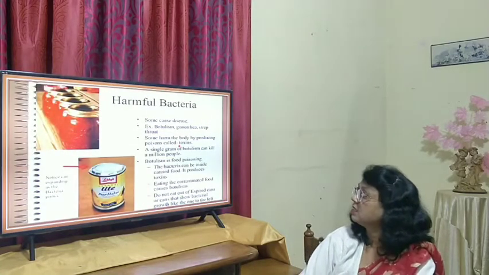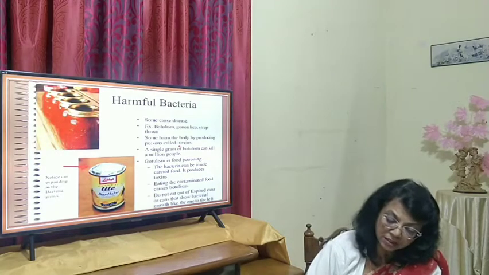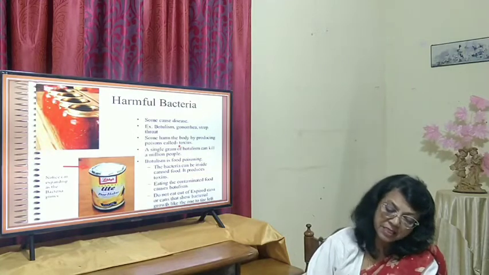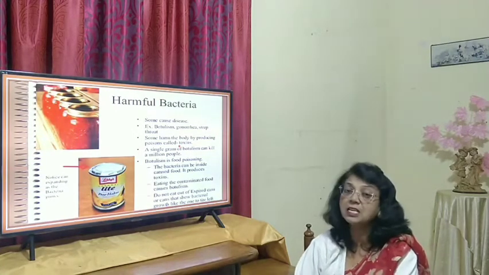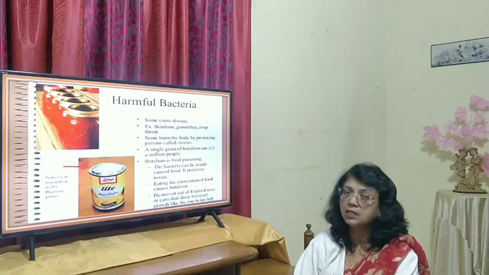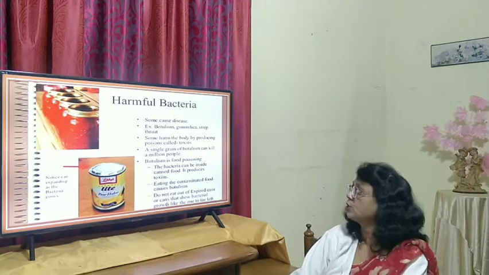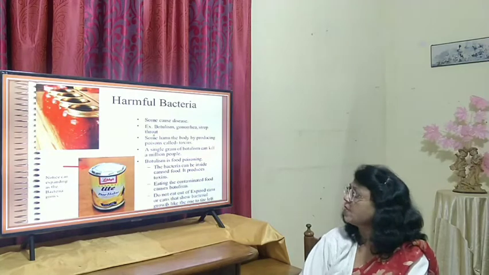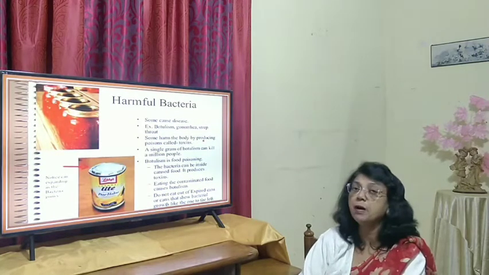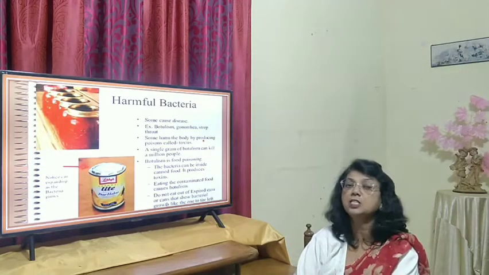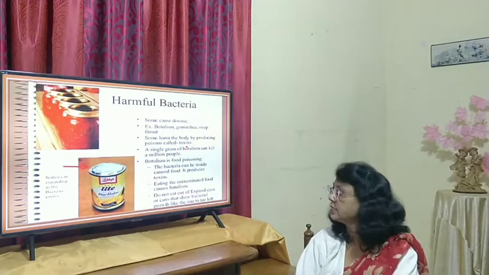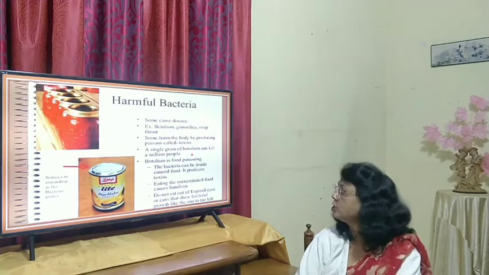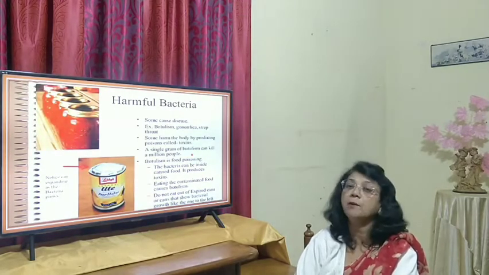Let us discuss what are the harms that they cause. These bacteria cause many diseases, many diseases in humans as well as in plants. The bacteria cause botulism, gonorrhea, strep throat, etc. Some harm the body by producing poisons. These poisons are called toxins. A single gram, a single small bit of botulism toxin, can kill 1,000,000 people.